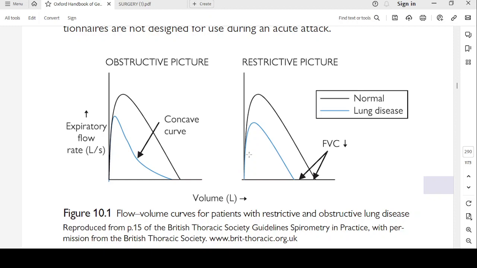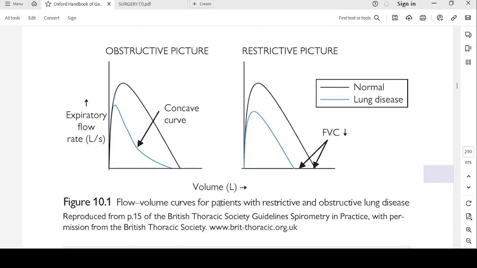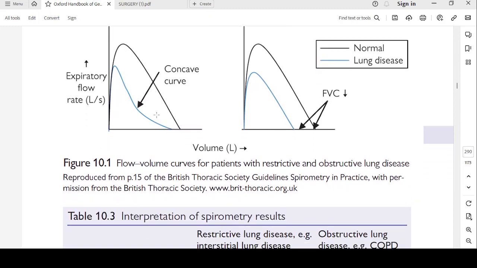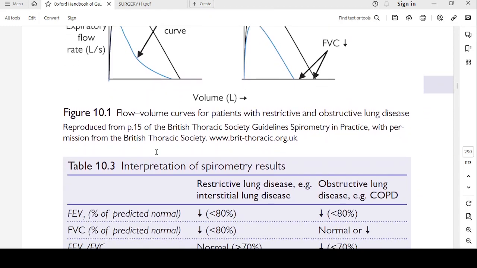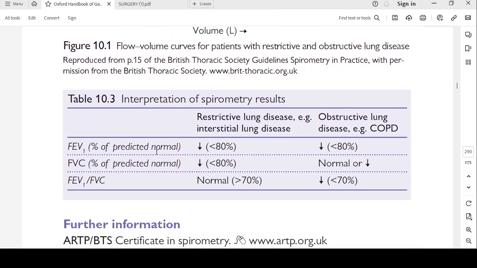Obstructive picture. This is a flow volume curve for patients with restrictive and obstructive lung disease, reproduced from BTS guidelines. It's an obstructive picture. This is a normal flow volume curve, and this is the restrictive curve, the one in the blue, and the obstructive curve. Restrictive picture: this is a normal curve, and this is the restrictive curve. Here there is a concave curve in obstructive disease. Flow volume curves are done.